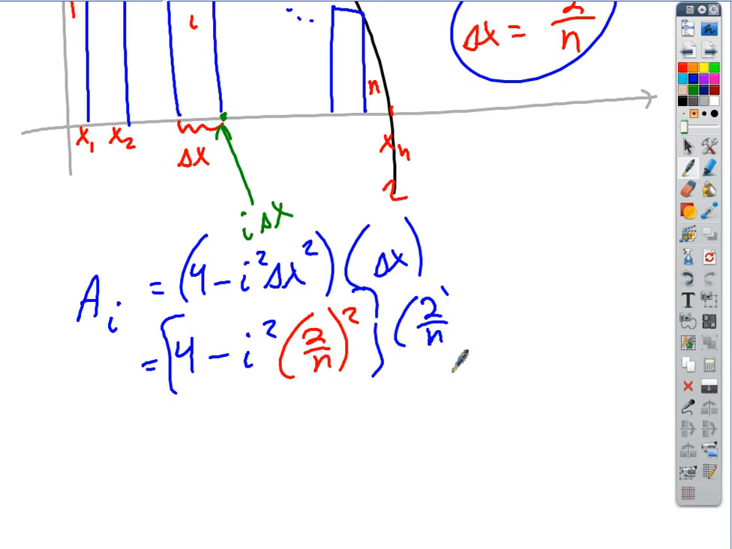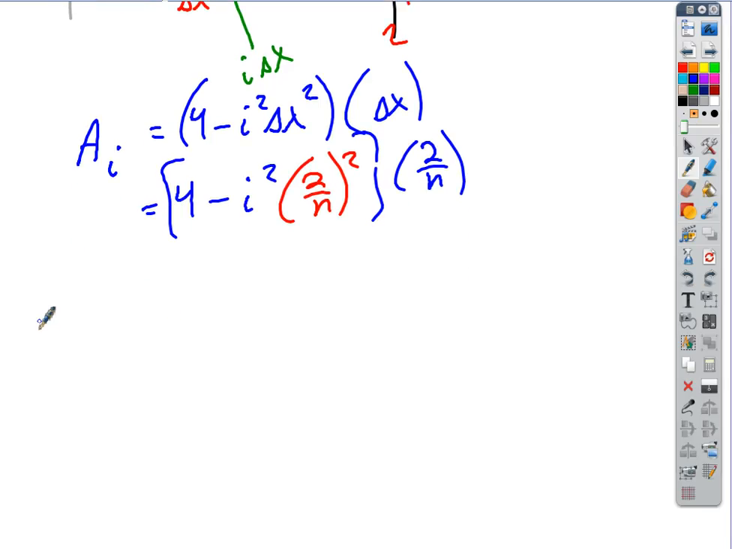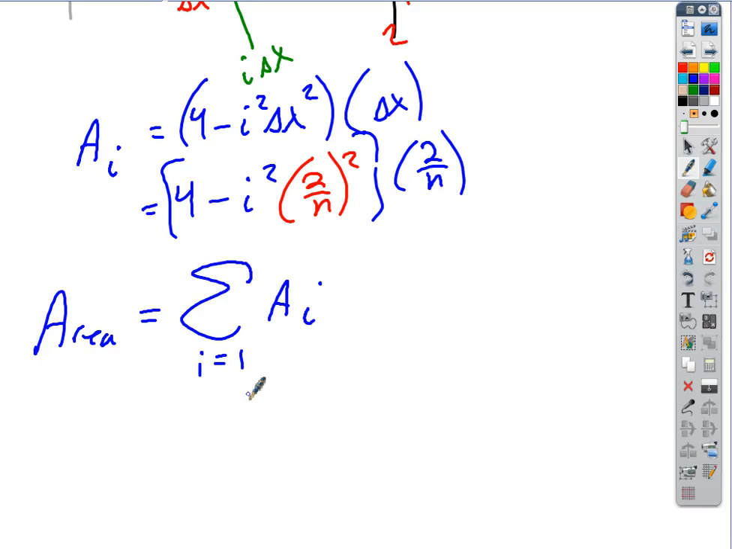Okay, let's add those up then. Wouldn't you agree that the total area is just going to equal the sum of, we're going to add up all of the areas of the i rectangles. Each one is just a sub i, but as i incrementally steps along, that represents one rectangle to the next. The first rectangle it represents is a sub 1.